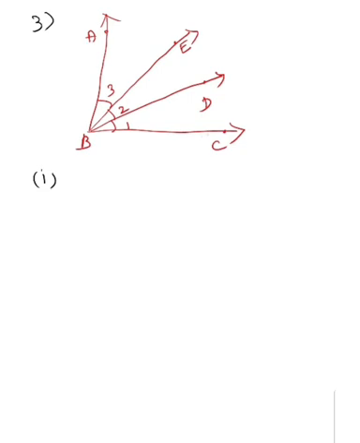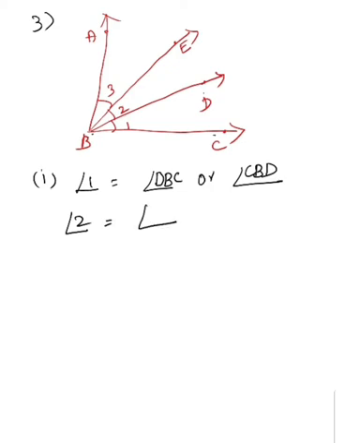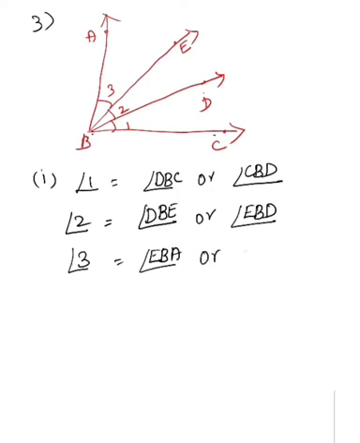First you take DBC. Angle 1 is equal to DBC, or otherwise you take it as CBD. Then angle 2, you take this DBE or EBD. Then the third angle, you take EBA or ABE.